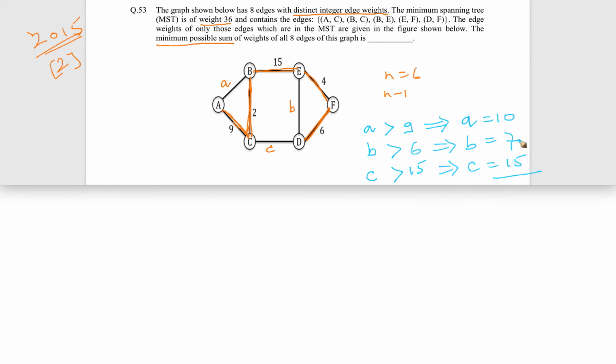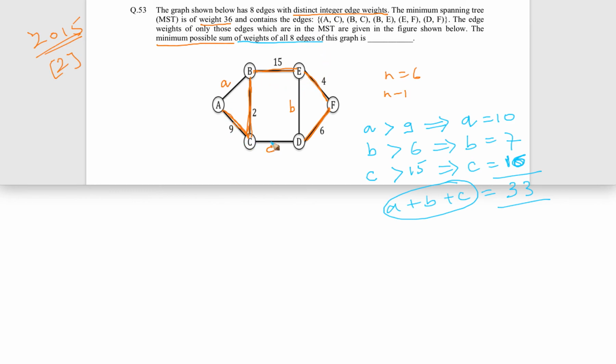Sorry, C is going to be 16, the next possible integer. So we are going to sum 16 and 10 and 7. So overall it is going to be 10, 7, 17 and 16, which is going to be 33. Okay, so A plus B plus C is equal to 33. This is the minimum possible value of A plus B plus C. That is done. But we have to find the minimum possible sum of weights of all 8 edges.